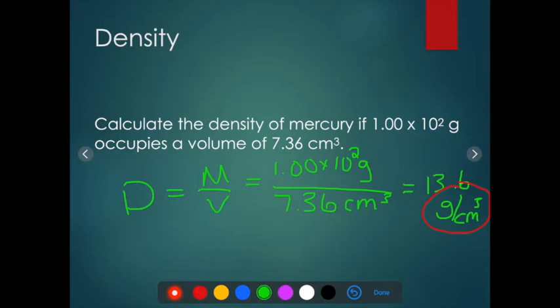Just to point out as well, if I have density and volume, I can solve for mass, right? So density times volume, I just rearrange the equation. And if I have mass and density, I can solve for volume. Mass divided by density. So I can rearrange this equation. As long as I have two of the variables, I can solve for the unknown third one.